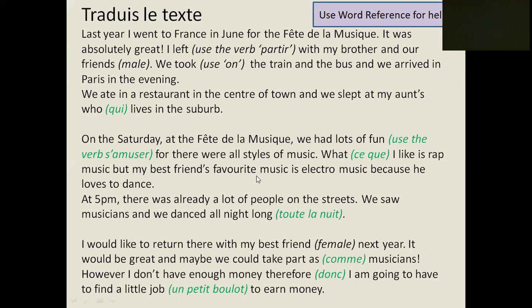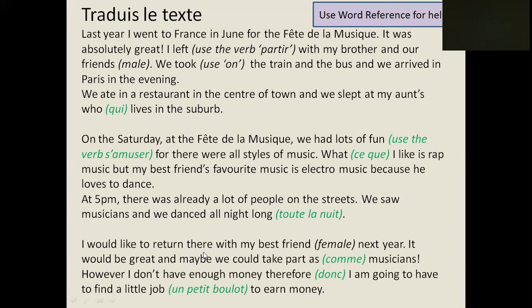But my best friend's favorite music is electro music because he loves to dance. No difficulty here, apart from the possessive, okay? Remember, in French, you need to say the favorite music of my best friend, okay? At 5 p.m., remember we don't use AM and PM in French. So careful here. There was already a lot of people on the streets. We saw musicians and we danced all night long. All night long is toute la nuit.